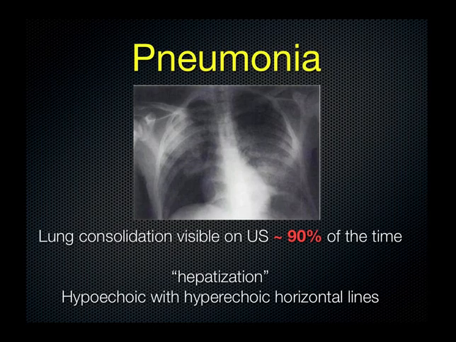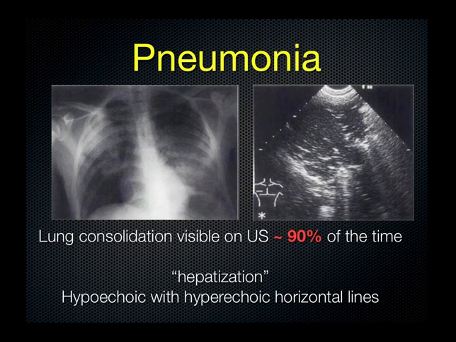About 88 to 90% of consolidations can be seen with ultrasound. The characteristic features we look for are hypoechoic consolidations with hyperechoic lines running through. For example, here you have this hypoechoic lung, which is dark because it's been infiltrated with some sort of fluid, whether it's pus or atelectasis. And then we see the hyperechoic horizontal lines that represent the bronchograms.